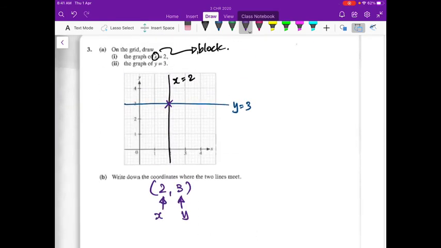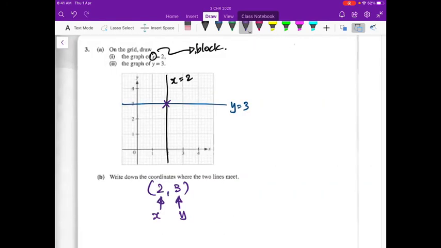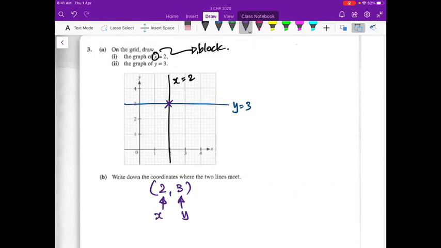The next one. Shamim, have you done this also already? Shamim? Have you already done this page? You sure?